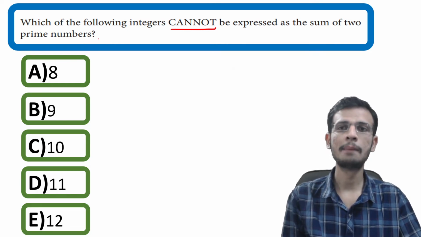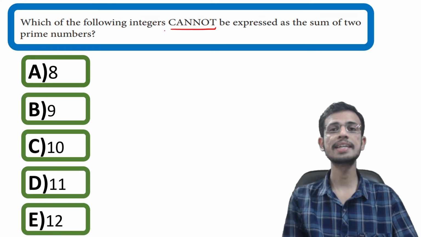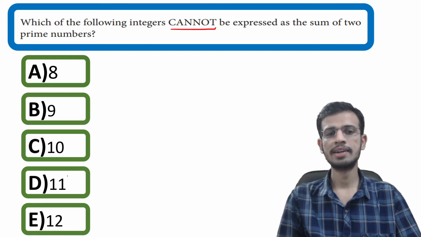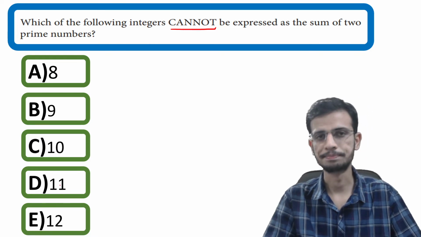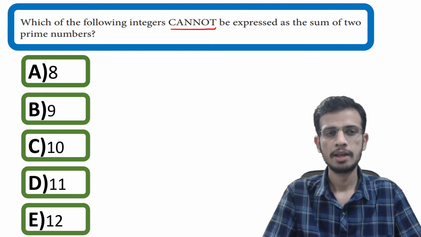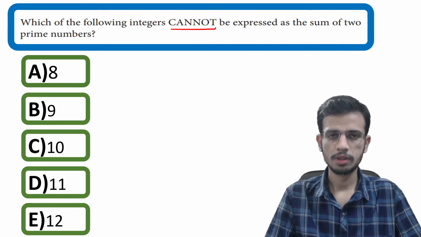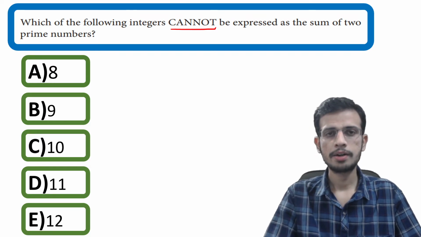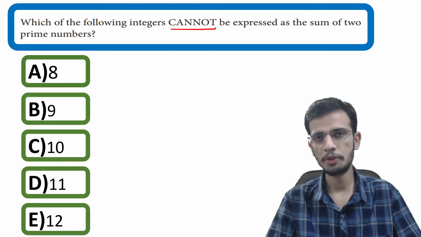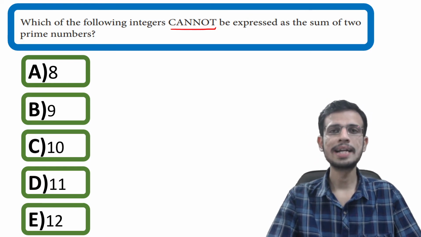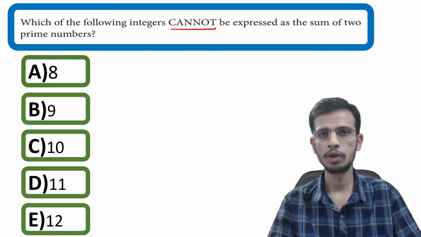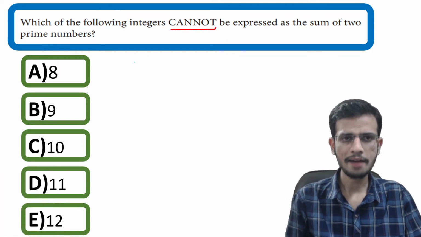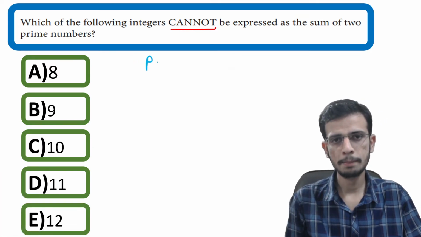Which integer can you not represent or express in the form of a sum of two prime numbers? 8, 9, 10, 11 and 12 are your options for this question. You can write a few prime numbers starting from 2 and just try to satisfy the condition. There will be one option in which you won't be able to write that number as a sum of two prime numbers. So yes, I will write prime numbers starting from 2.